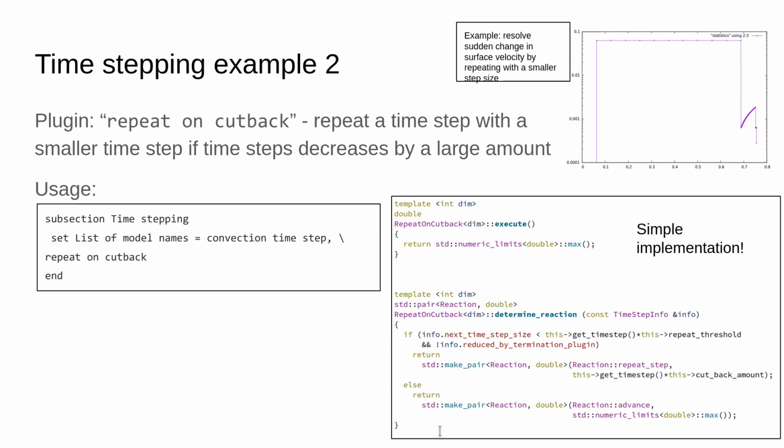But what if after you do the time step and the time stepping says, oh, wait, your time step needs to be much smaller, then you say, okay, instead of continuing, I go back and I repeat the time step with the smaller time step size. And this might be a special case and you might not be interested in this, but I'm showing you the code down there on the right. This is the whole code of the plugin, right? It says in the execute, I'm returning double max, so I'm not giving you a time step, but I have an implementation of determine reaction. And what I do is if the next time step is smaller than a repeat threshold of the last time step, then I say repeat with following step size, and otherwise I say advance.